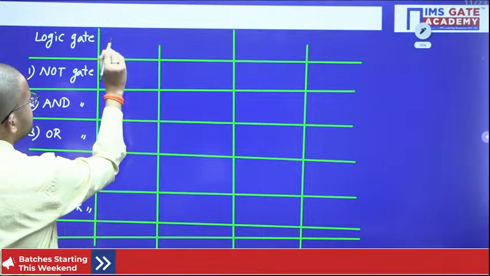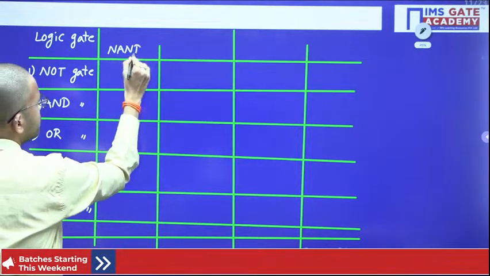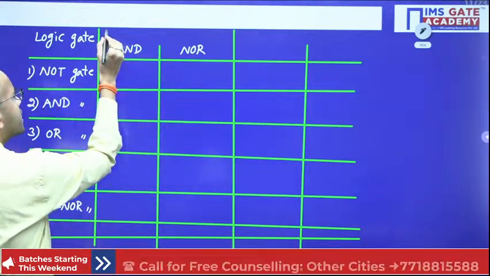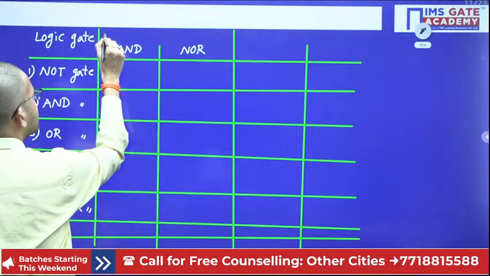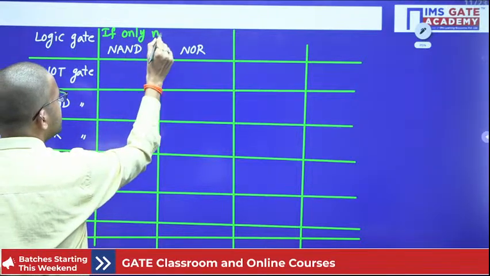So here, the minimum number of NAND gates required and the minimum number of NOR gates required. What is the condition here? If only the normal inputs are available.